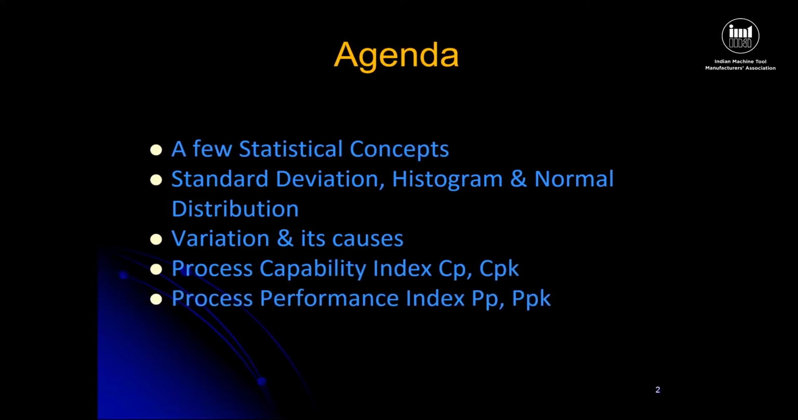We'll talk about process performance index, PP, PPK. And we will also talk about something about machine capability, which is CM, because these are the most commonly used indices which are used by most of the people in industry.